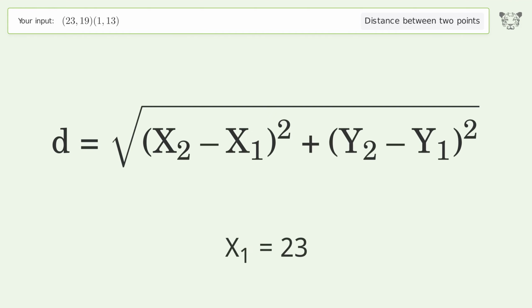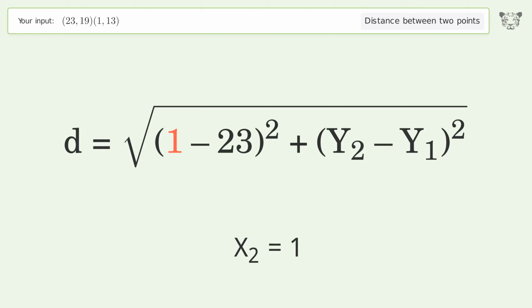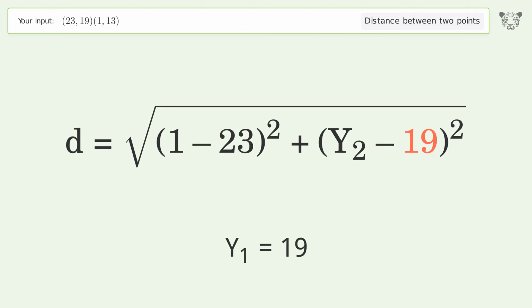x1 equals 23. x2 equals 1. y1 equals 19. y2 equals 13.